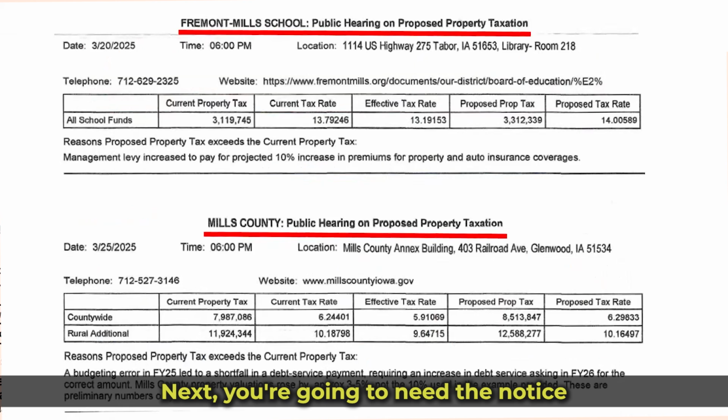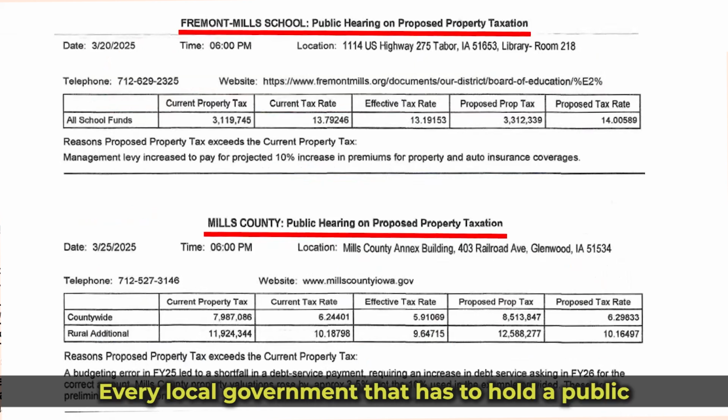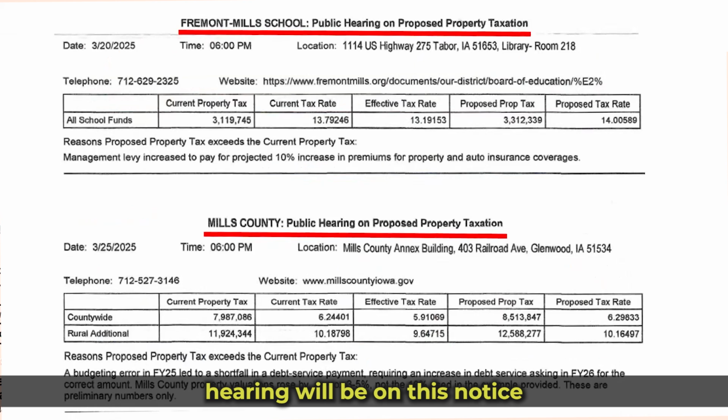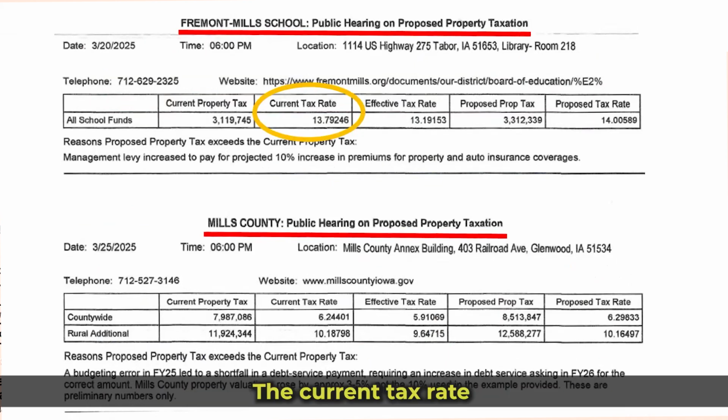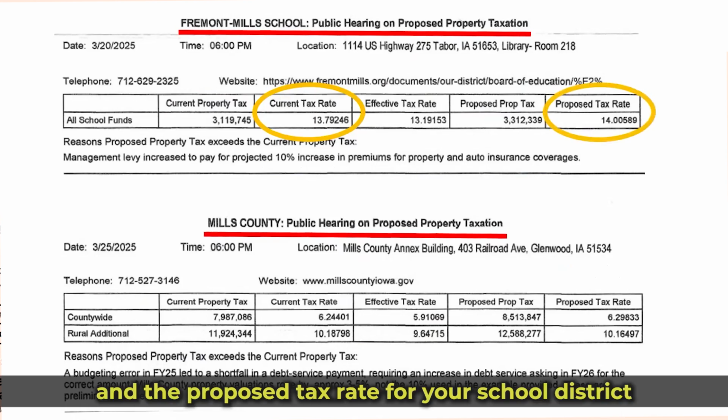Next, you're going to need the notice that you receive in the mail. Every local government that has to hold a public hearing will be on this notice, including schools, counties, and cities. You're going to need to write these numbers down because we'll need them later for the calculator. The current tax rate and the proposed tax rate for your school district.